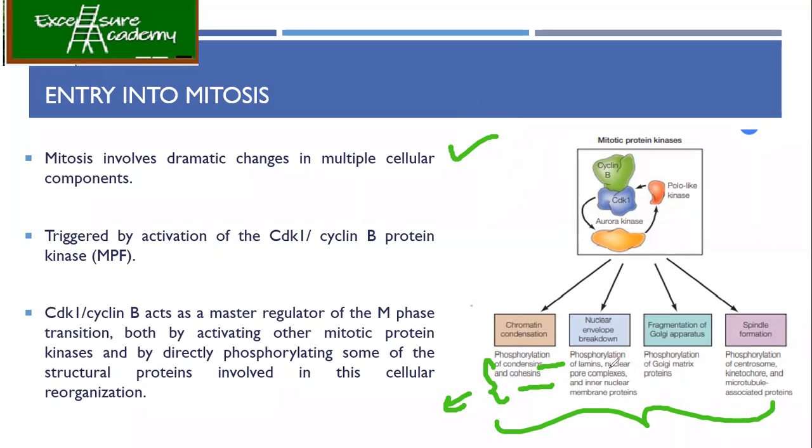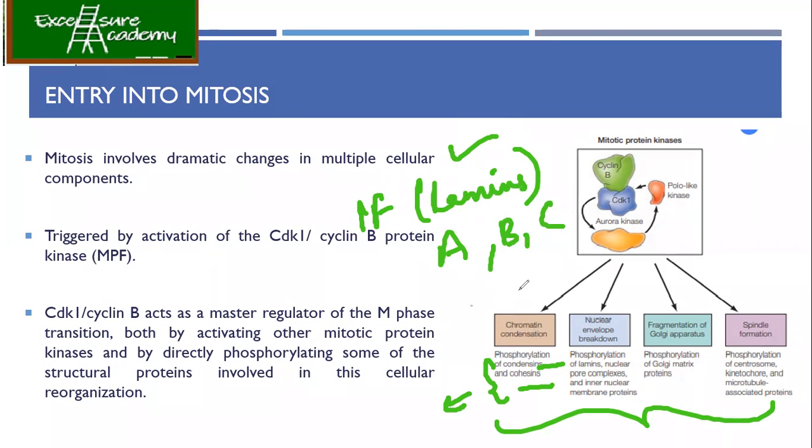Nuclear envelope breakdown. So I have mentioned before that the nuclear lamina is made up of intermediate filaments called lamins A, B, and C. Now, what happens is that in order to break the nuclear envelope, these lamin proteins, the intermediate filaments, which are cytoskeleton proteins, need to get phosphorylated. So once they get phosphorylated, they lose their connection with each other. And finally, your nuclear membrane breaks down. Now, fragmentation of Golgi apparatus, again, phosphorylation of the Golgi matrix proteins will cause the Golgi apparatus to break down. Then spindle formation, again the phosphorylation of centrosome, kinetochore and microtubule associated proteins. So all these are because of the functions of the MPF.